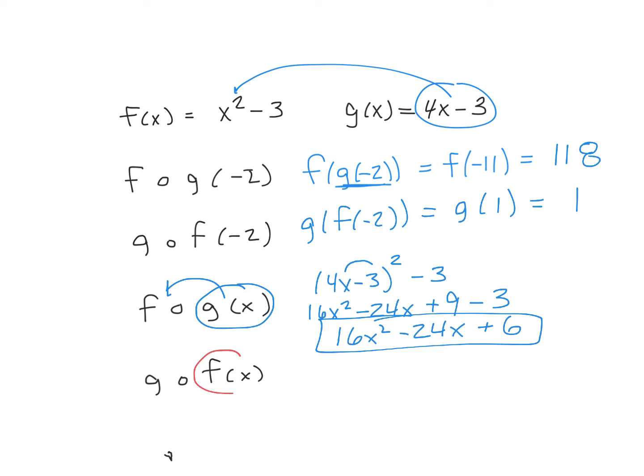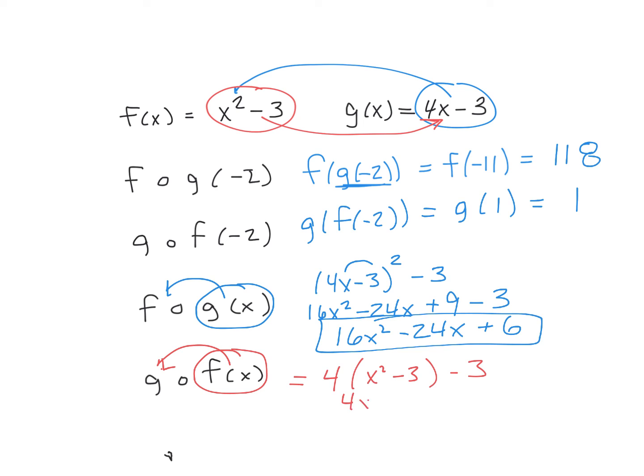Last one here, same thing, doing it the other order, putting g of f of x, so f of x into g. So it'd be 4 times x squared minus 3, minus the 3. I can distribute, combine like terms, and I have 4x squared minus 15.